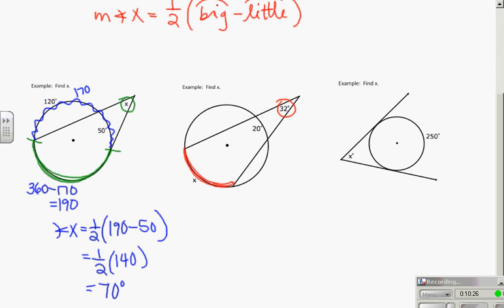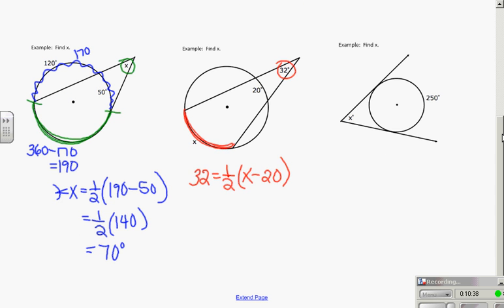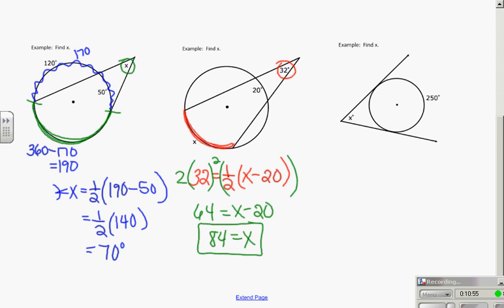In example 2, I've given you the angle, but you're missing the big arc. So again, fill in what I know. I know that 32 is going to be equal to 1/2 of x minus 20. Now this just becomes an algebra problem. How do I get rid of multiplication by a half? I multiply everything by 2. So I have 64 is equal to x minus 20. Add 20 to both sides. 84 is x.